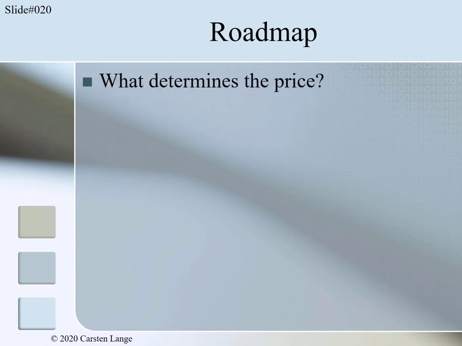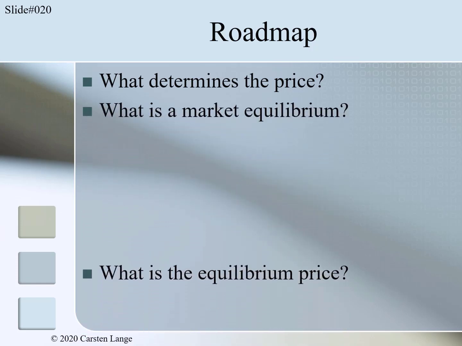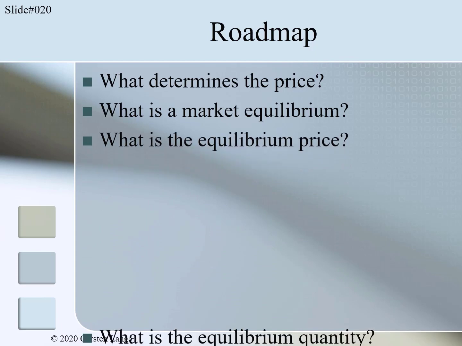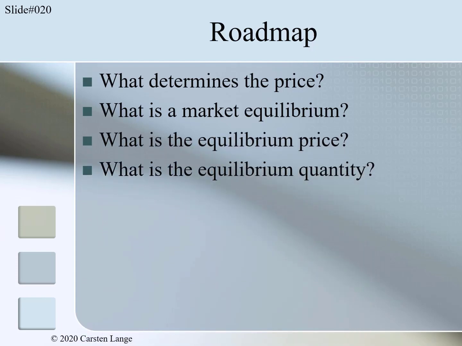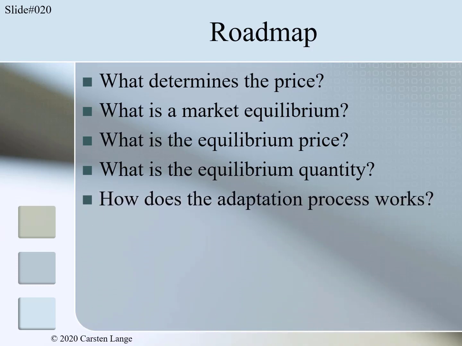When we try to answer this question, you will also learn what a market equilibrium is. What is the equilibrium price? What is the equilibrium quantity? And how does the adaptation process work? The adaptation process, by the way, is sometimes also called the invisible hand.